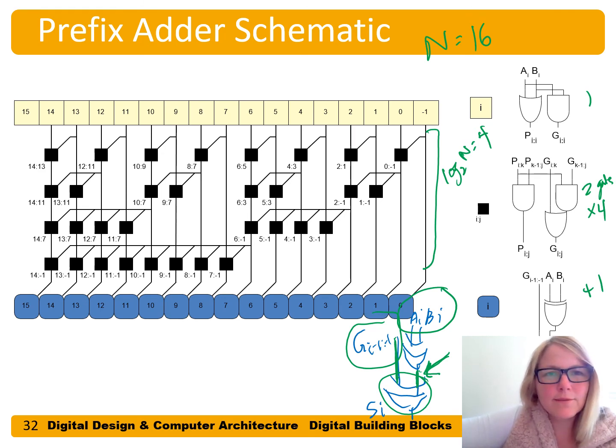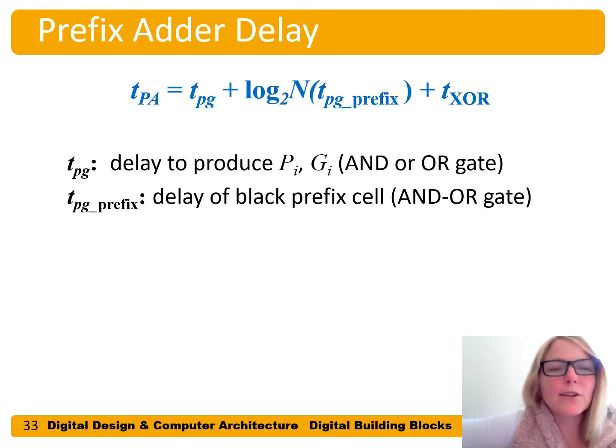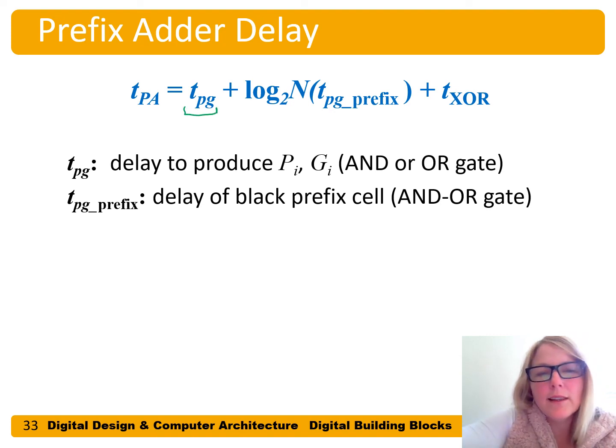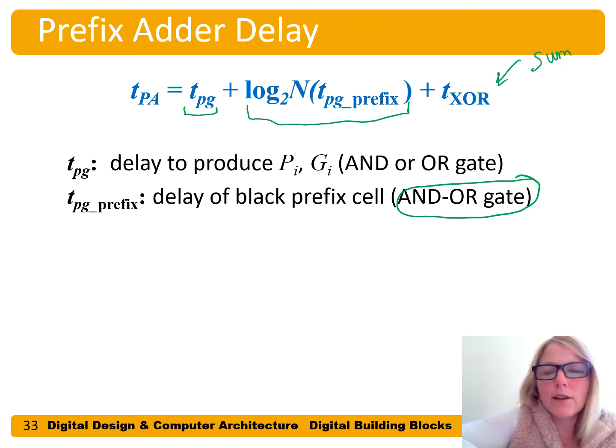So let's write that out. We get the prefix adder, or TPA delay, is this delay to calculate the individual or the column propagates and generates, 1 gate delay, plus log base 2 of n times the prefix delay, that 2-gate delay to calculate the AND OR gate of that generate signal, plus a single XOR delay for the sum to calculate the final sum.